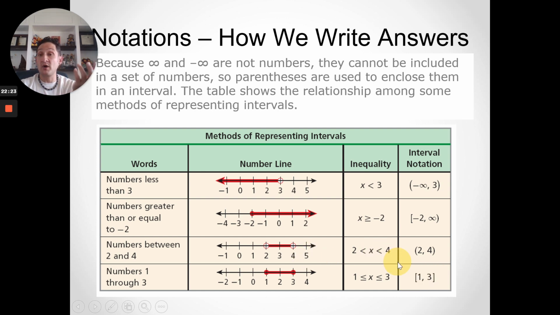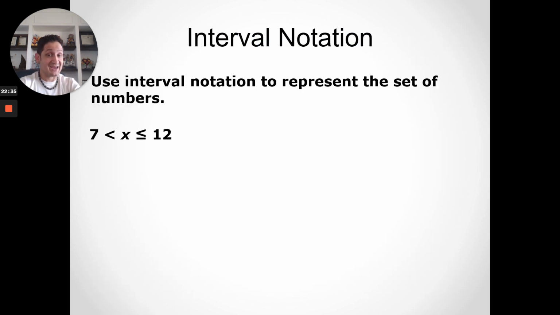Now again, you can have one or the other. Notice that here. You can have one, you can have both, you can have none. But that's how we use interval notation. It's really very simple. So as an example, 7 is less than x is less than or equal to 12. You could write that. I'm not going to actually pause the video because you're probably doing it in your head. At least you should.